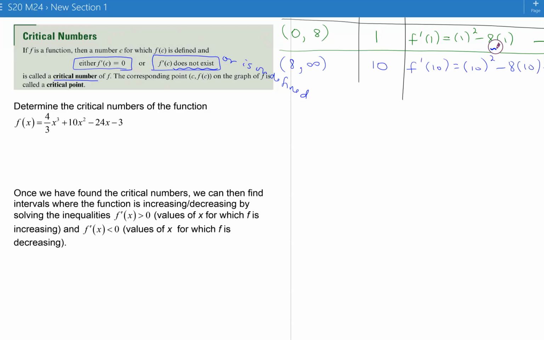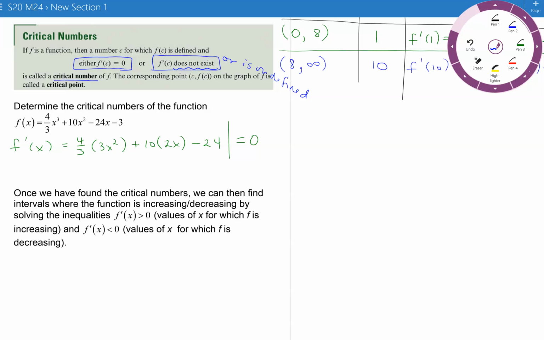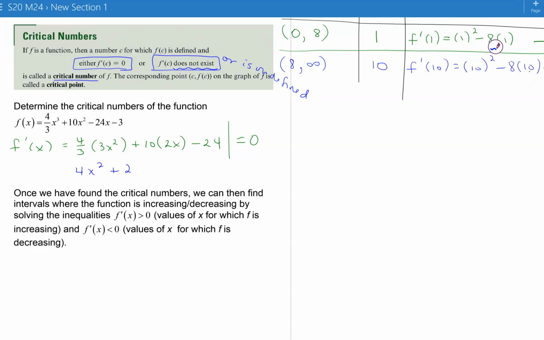Okay, so let's look at another function and find the critical numbers for this function. So the procedure is find the derivative. So we're going to have 4/3 times 3x squared plus 10 times 2x minus 24. And we're going to set that equal to 0. So it's going to look like 4x squared plus 20x minus 24 equals 0.